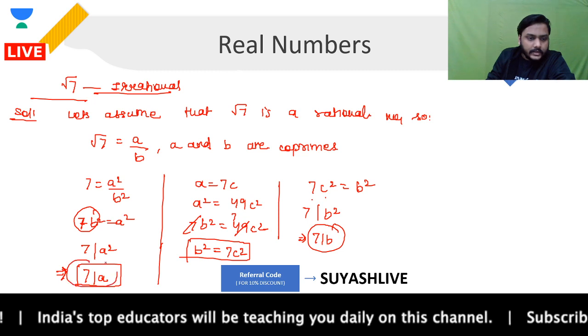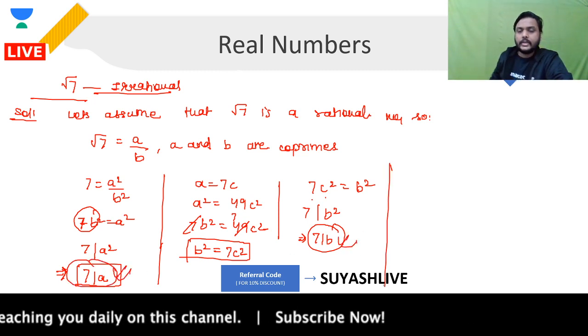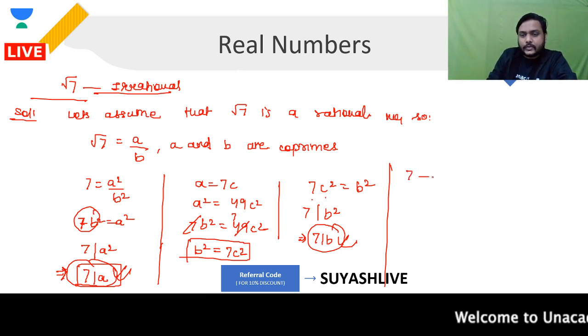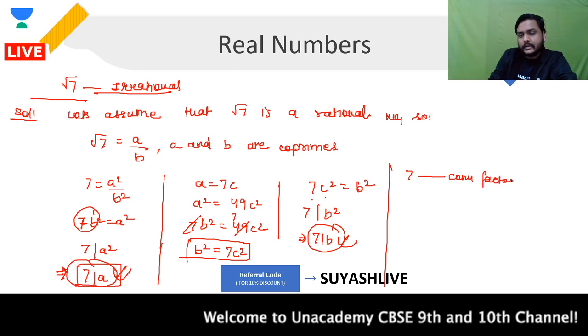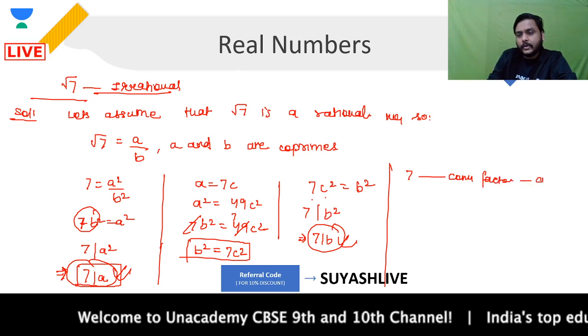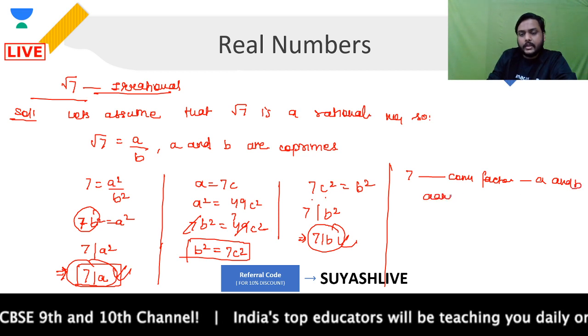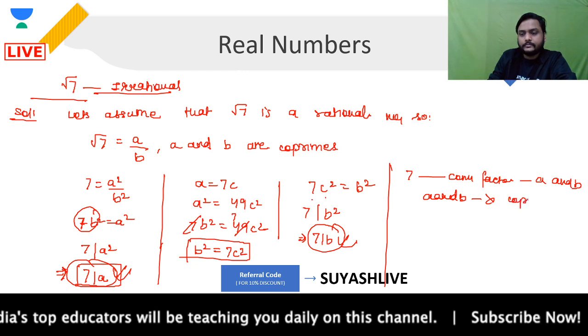इन दोनों कंडीशन को देख के लिखोगे that 7 is the common factor for your a and b. इसका मतलब क्या है? That your a and b are not co-primes.